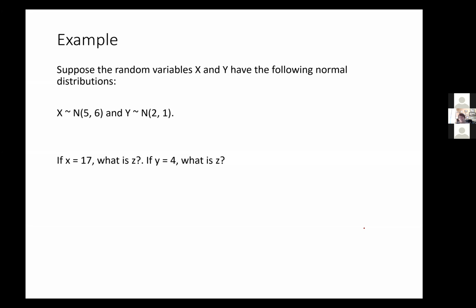Now 17 is going to be to the right of the mean, correct? 17 is bigger than 5. So z of 17 for the normal distribution with random variable x would be 17 minus 5 divided by 6, which is 12 over 6, which is 2. So 17 is 2 standard deviations to the right of the mean.